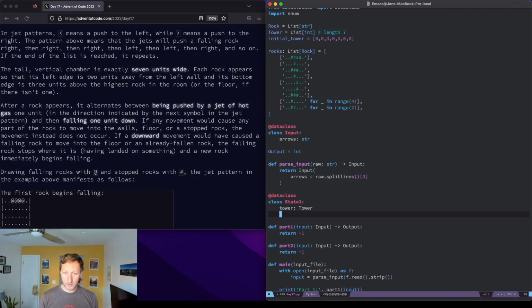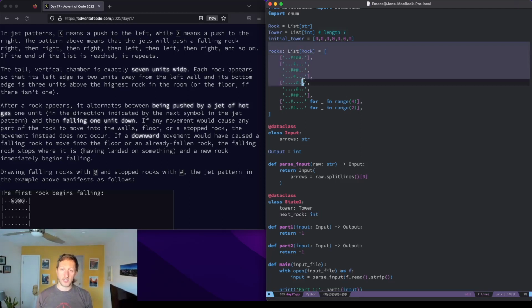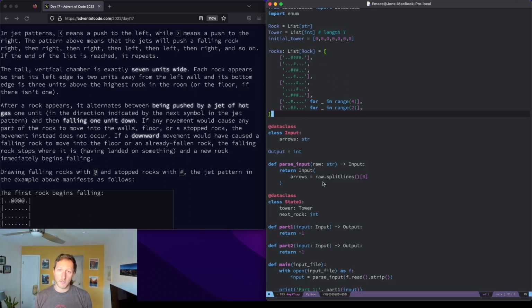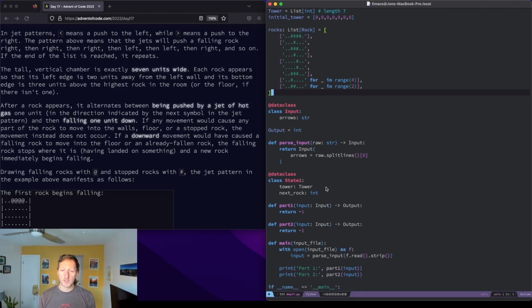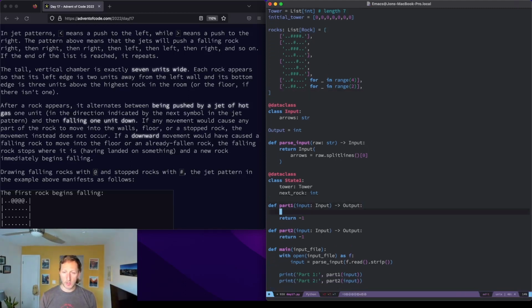And then the next rock, which is an int representation of these, like an integer, so an index into this rock. Okay, so state equals state 1 of tower equals initial tower, and next rock equals 0.